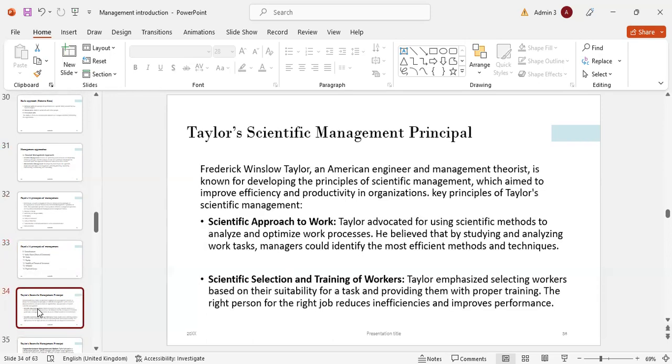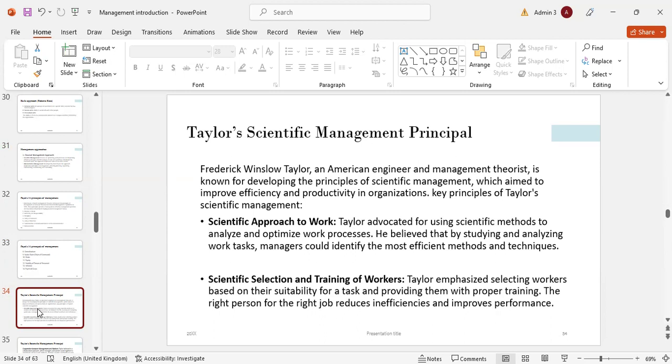Taylor's scientific management principles. Frederick Winslow Taylor, an American engineer and management theorist, is known for developing the principles of scientific management, which aim to improve efficiency and productivity in organizations. The key principle of Taylor's scientific management is a scientific approach to work. Taylor advocated using the scientific method to analyze and optimize work processes. He believed that by studying and analyzing work tasks, managers could identify the most efficient methods and techniques.